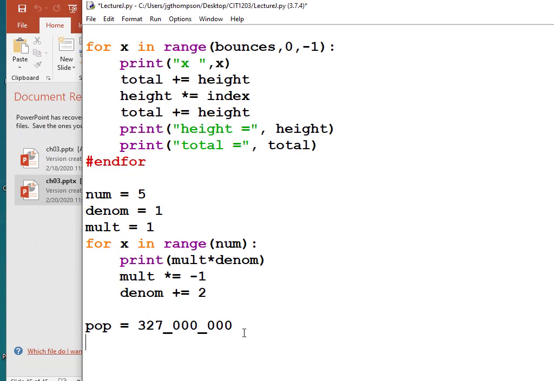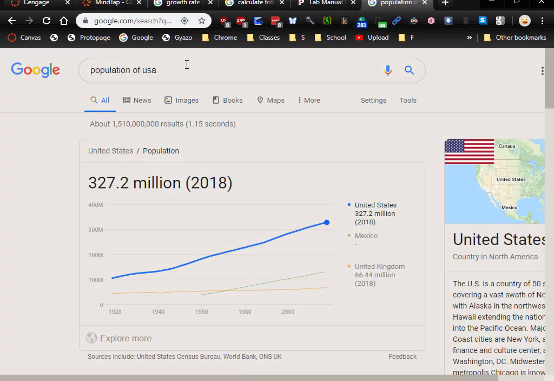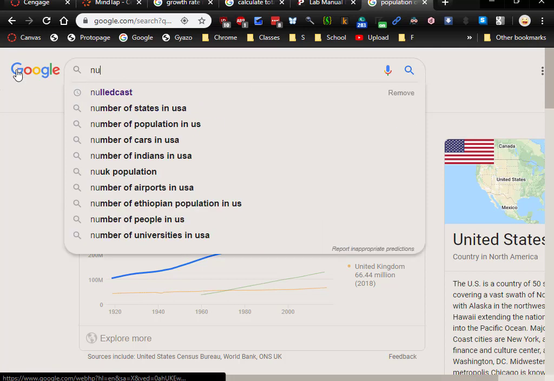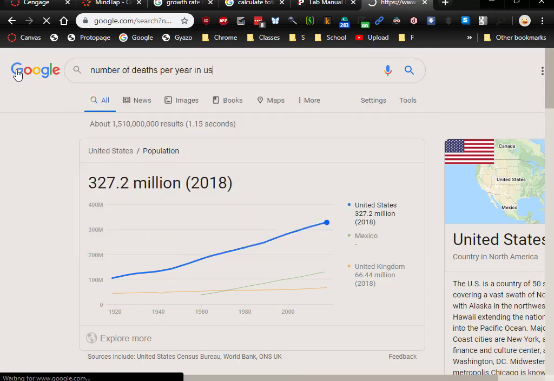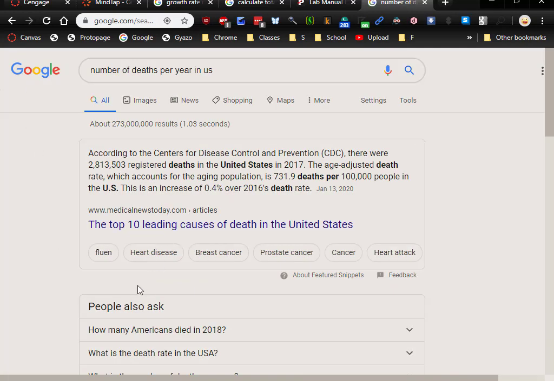We're going to say that each year a certain number of babies are born, a certain number of people die, and a certain number of people immigrate to the United States. So let's find the number of deaths per year in the U.S. Let's round it up: 731 per 100,000 people.